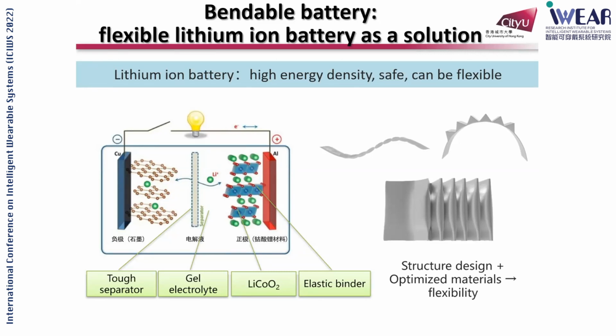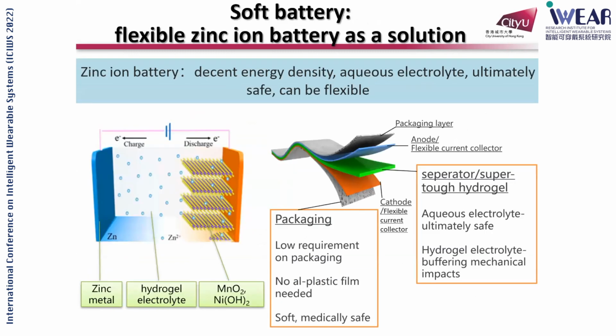But lithium batteries generally use aluminum plastic film to pack, and it's not that flexible. So if you want a lithium battery to be flexible, you have to do some structural design instead of trying to use very soft materials, because even if you use soft materials, the aluminum plastic film will still not be soft.